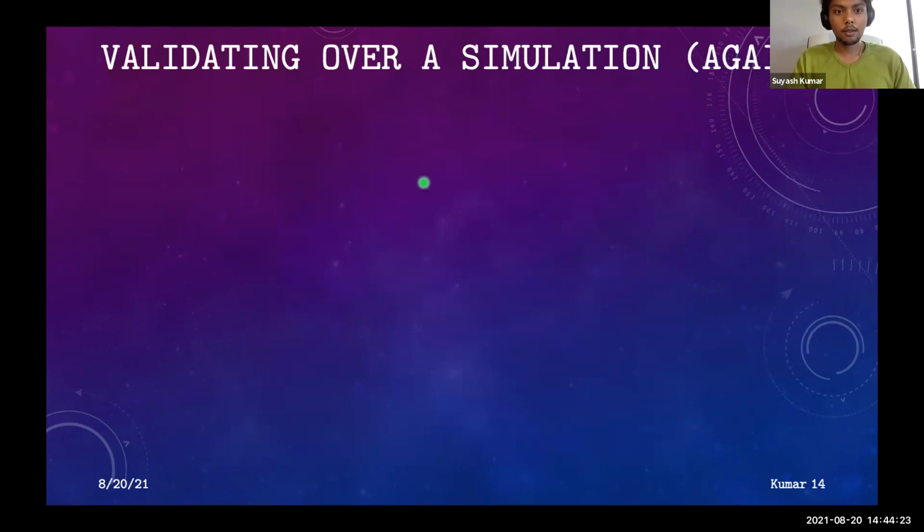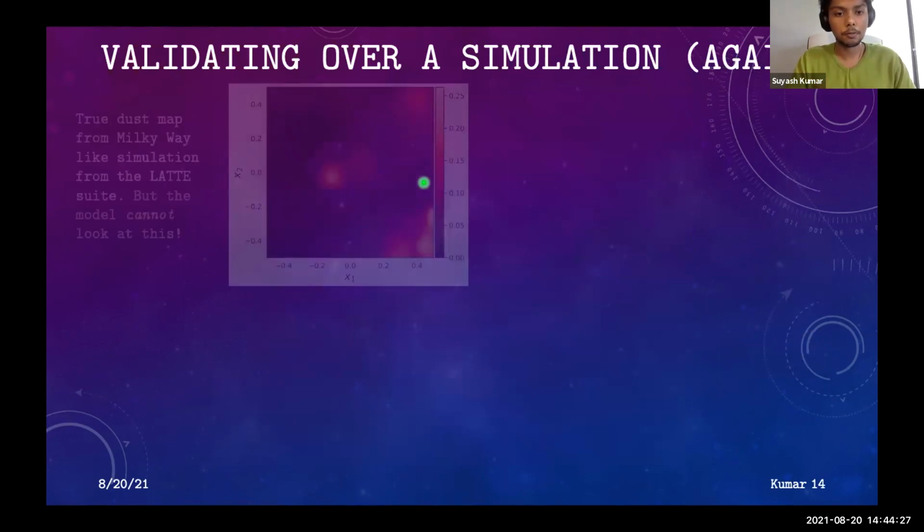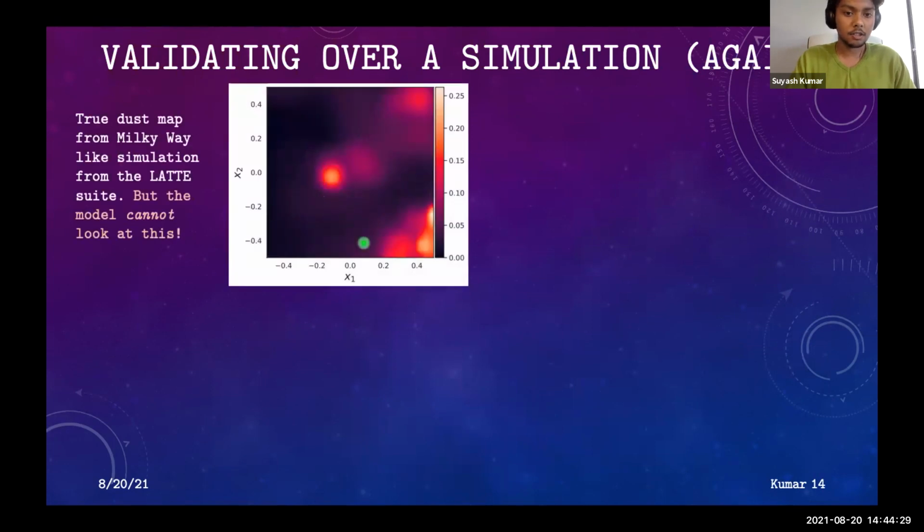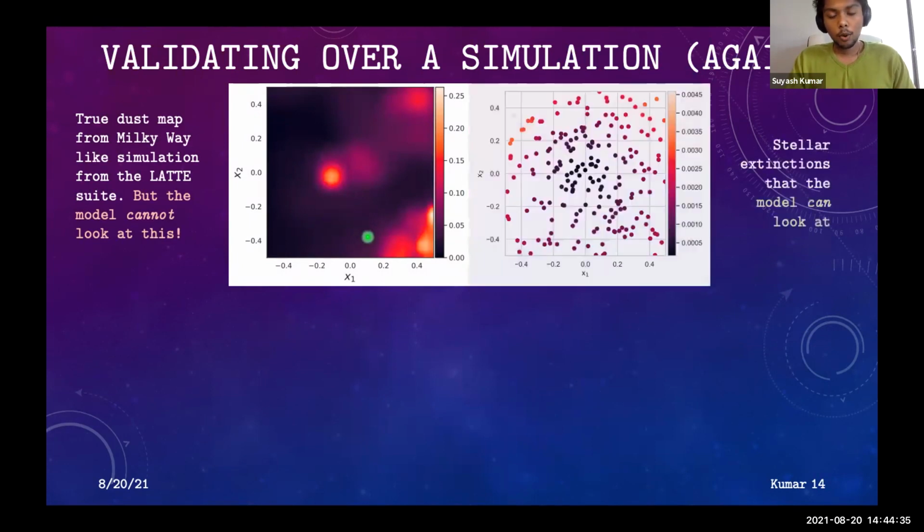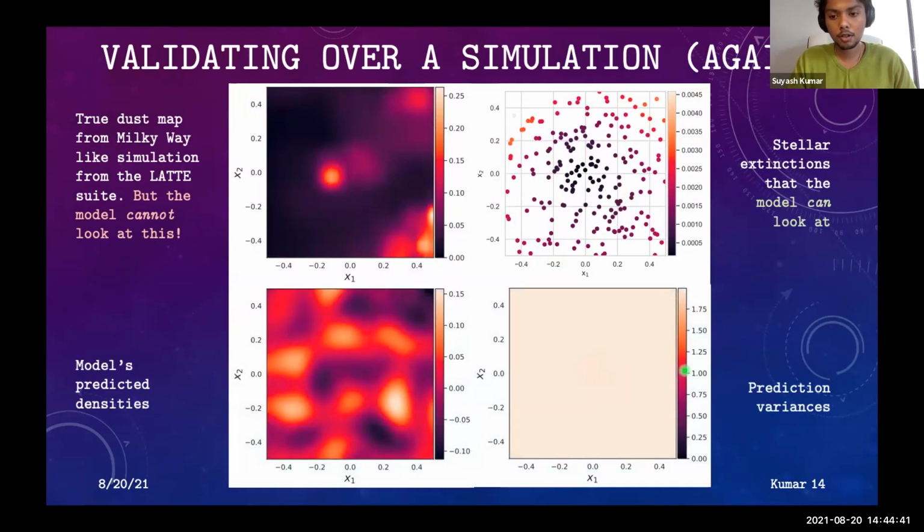And again, to do that, we should validate over a simulation again to form a baseline expectation. Now, this is the same dust map as before, but zoomed out, and the model cannot simply look at this. What we give the model are stellar extinctions like before, and our model comes up with a prediction and associated variances, which are definitely higher compared to the variances we saw in the small scale simulation dust map.